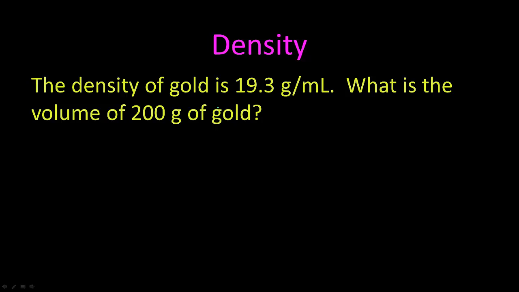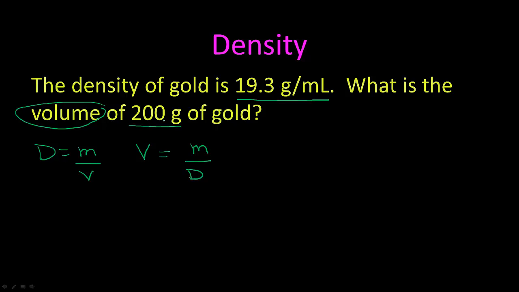All right, we're going to do this one: the density of gold is 19.3 grams per milliliter. What is the volume of 200 grams of gold? We know the formula for density is mass divided by volume. We need to get volume all by itself. We've already rearranged that, so I'm going to go ahead and put volume is equal to mass divided by density. Our volume is what we're looking for. Our mass is 200 grams, and we're going to divide that by our density, which is 19.3 grams per milliliter. So I'm putting it up here, grams per milliliter.